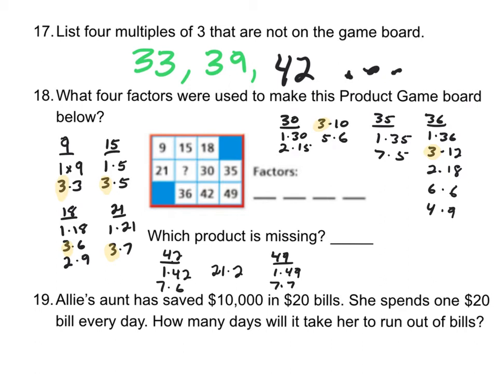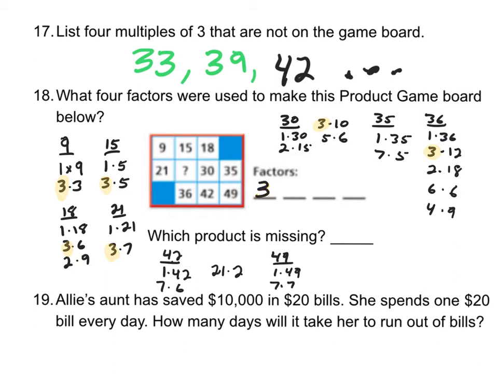So let's see if we can use 3 to make some of these numbers on the grid. 3 times 3 is 9. 3 times 5 is 15. 3 times 6, 3 times 7, 3 times 10. Not one for that. 12 times 3, none, none. Okay, so let's just temporarily say 3 is probably one of the factors. Oh, I'm going to do that in black.